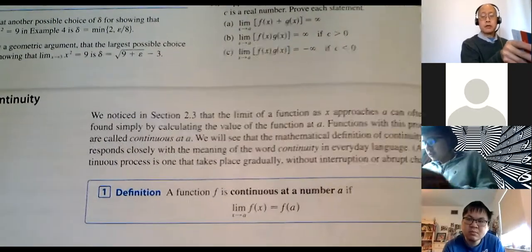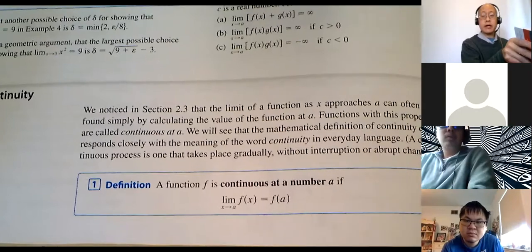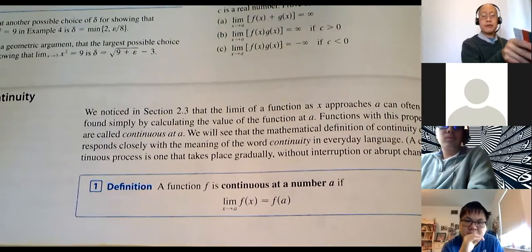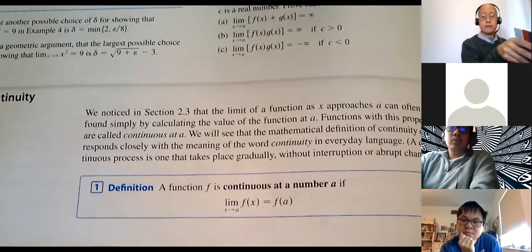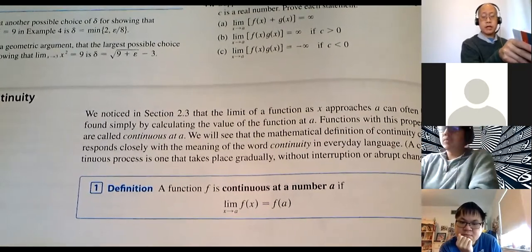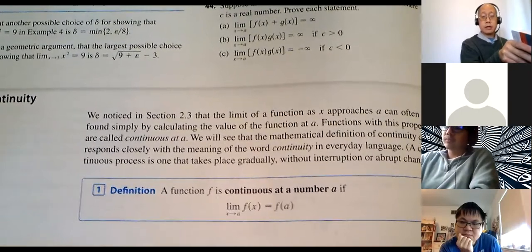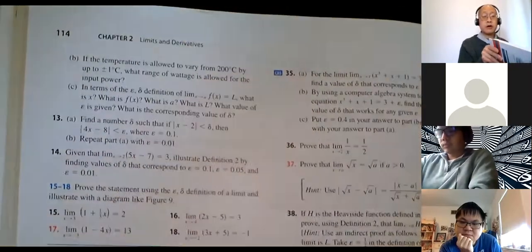Continuity. Okay, so put this on your next cheat sheet. A function is continuous at a number a if the limit as x approaches a of f of x equals f of a. It's a two-sided limit, equal to the function value. Limit as x approaches a of f of x equals f of a. It's on the bottom of page 114.